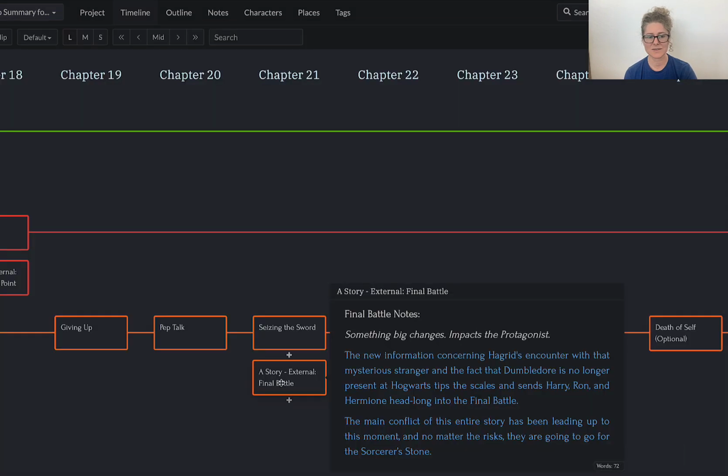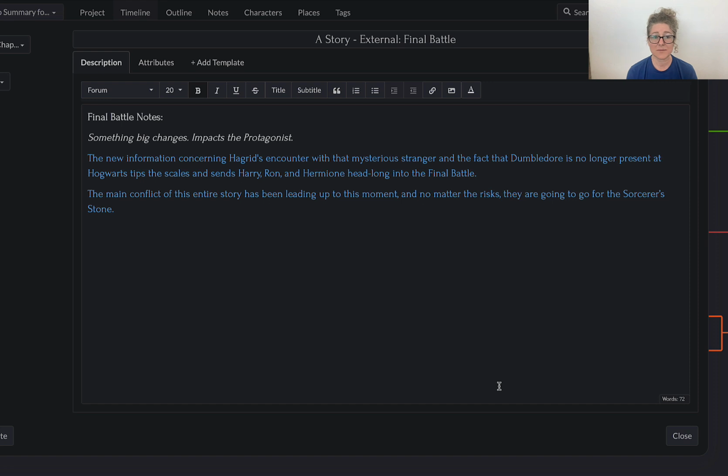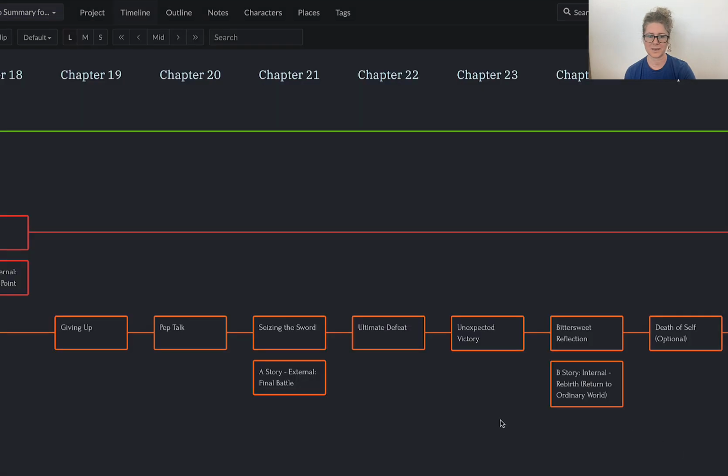Story A, external final battle. Something big changes or impacts the protagonist. So these are the notes concerning this beat. The new information concerning Hagrid's encounter with that mysterious stranger and the fact that Dumbledore is no longer present at Hogwarts tips the scales and sends Harry, Ron, and Hermione headlong into the final battle. The main conflict of this entire story has been leading up to this moment, and no matter the risks, they are going to go for the Sorcerer's Stone.